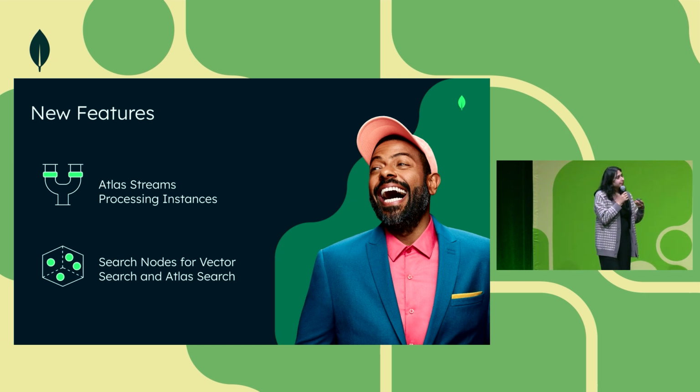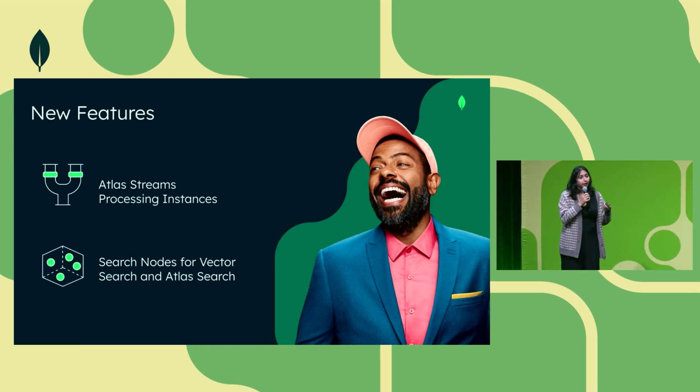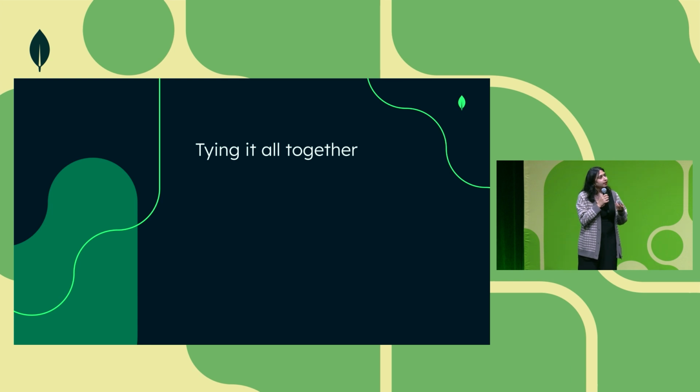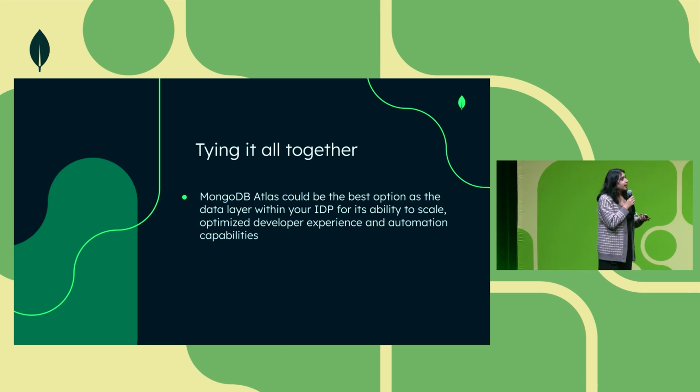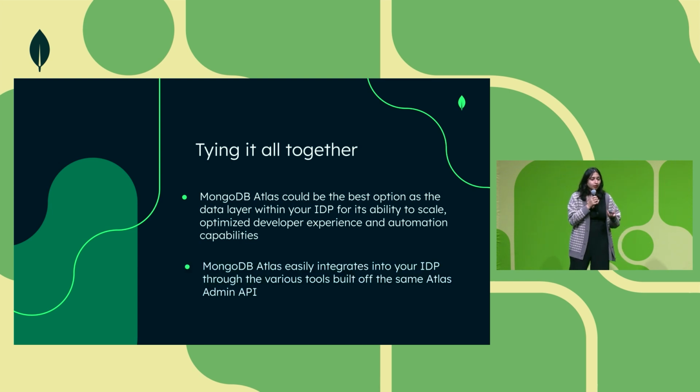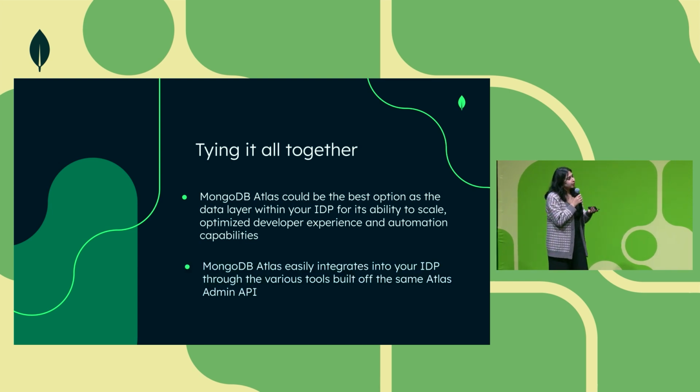And again, in the spirit of meeting developers where we're at, we're really pleased to announce that all of these integrations have support for some features that you heard about today in Dave and Zahir's keynote, the first being stream processing, and then search nodes for vector search and Atlas search. And so to tie all of it together, MongoDB Atlas could be the best option as the data layer within your IDP, just for its ability to scale, reduce complexity and cognitive load. And through the various integrations that are built off of the admin API, you can use those tools to easily integrate Atlas within your IDP.